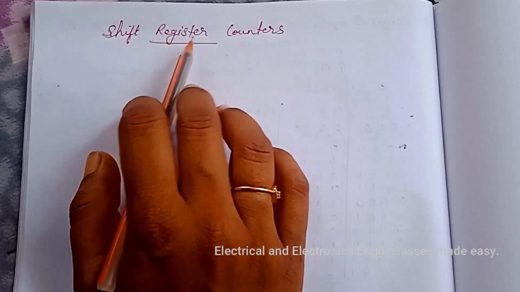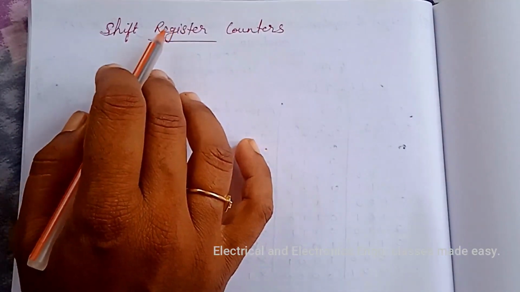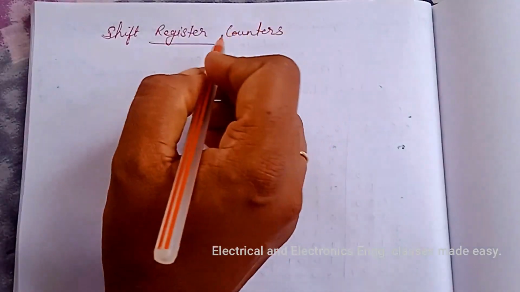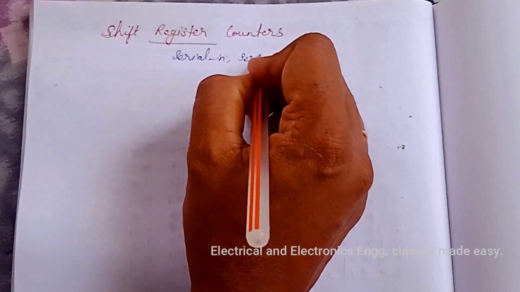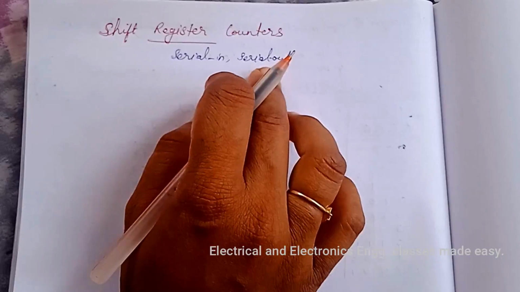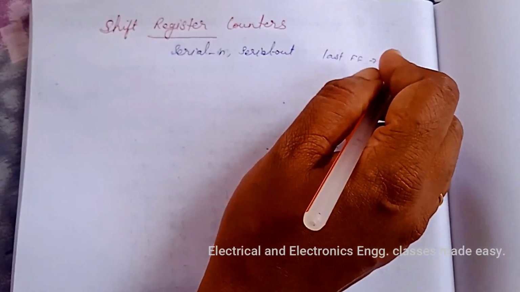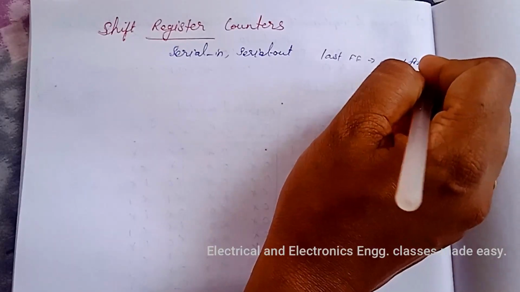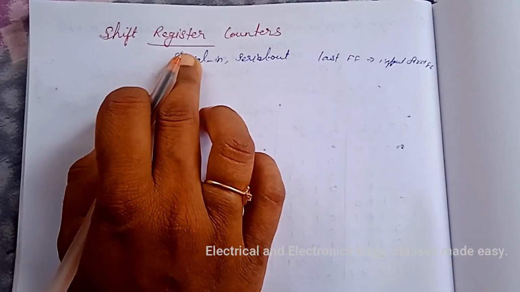Today's class is about shift register counters. One of the applications of shift registers is that they can be arranged to form several types of counters. Shift register counters are obtained from serial in, serial out shift registers by providing feedback from the output of the last flip-flop to the input of the first flip-flop. These devices are called counters because they exhibit a specified sequence of states.